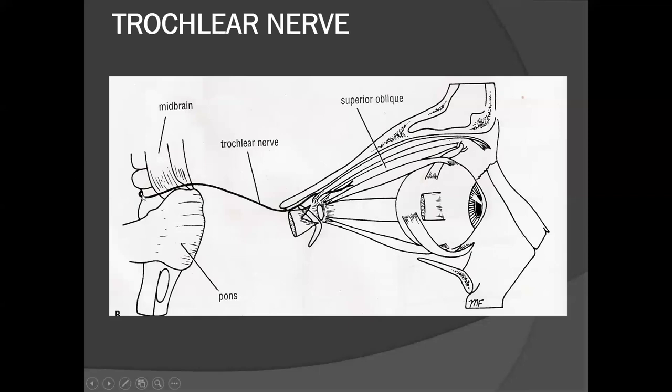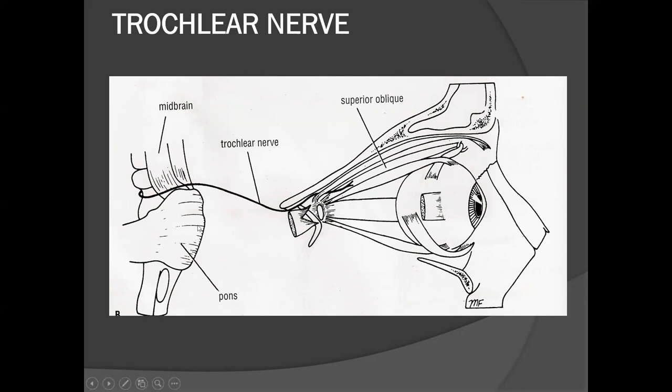And the distinct feature of trochlear nerve would be that this is the only cranial nerve which arises from the dorsal aspect of the brainstem. So if you see this diagram, you can note that it comes from the posterior surface of the midbrain. So among all the 10 cranial nerves that are attached to the brainstem, the trochlear nerve is the only one which arises or attaches to the posterior aspect of the brainstem. So that is a very unique character of the trochlear nerve.